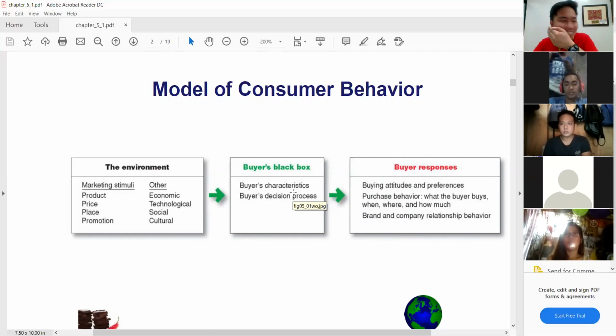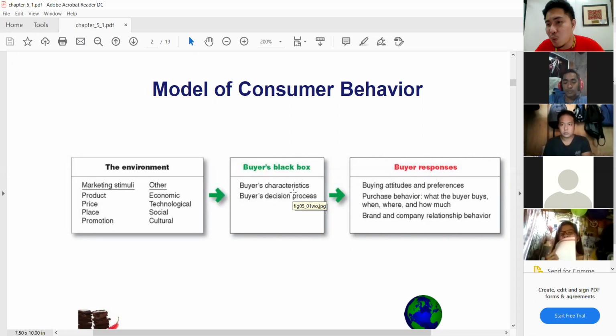Hello. Okay, and the second one is buyer's decision process. So there's just two types of buyer decision process. It's a simple decision making and there's also the complicated one. So a simple buying behavior, I'm sorry to tell, men usually has a simple buying behavior. So what they want, they just buy it if in case they have money.